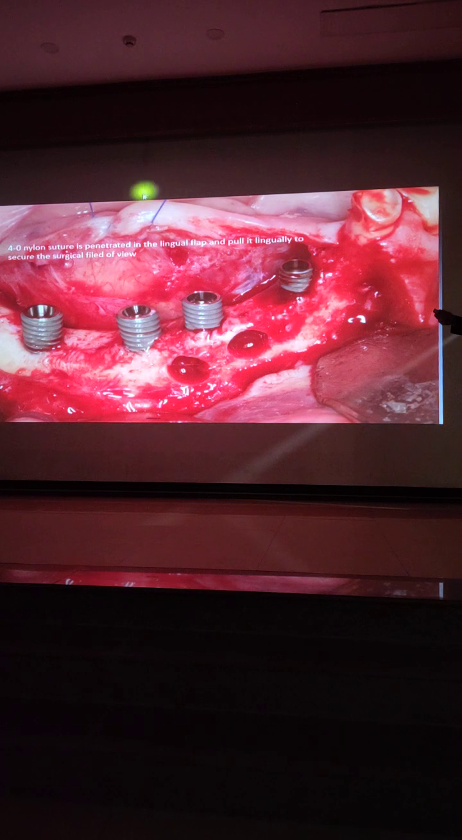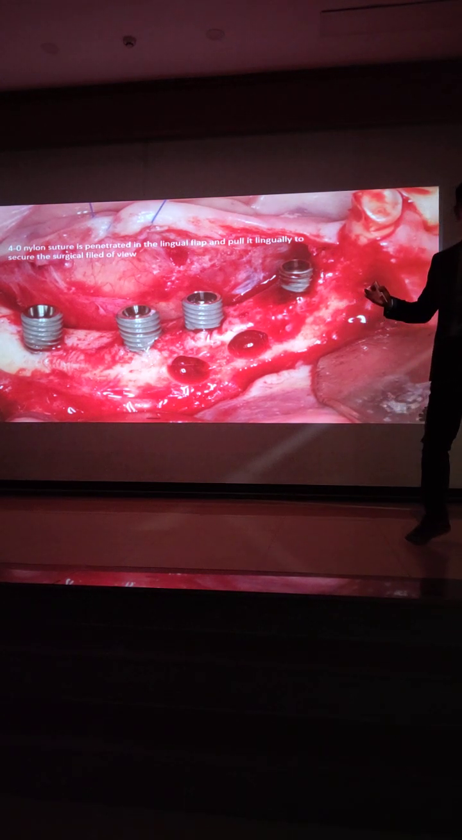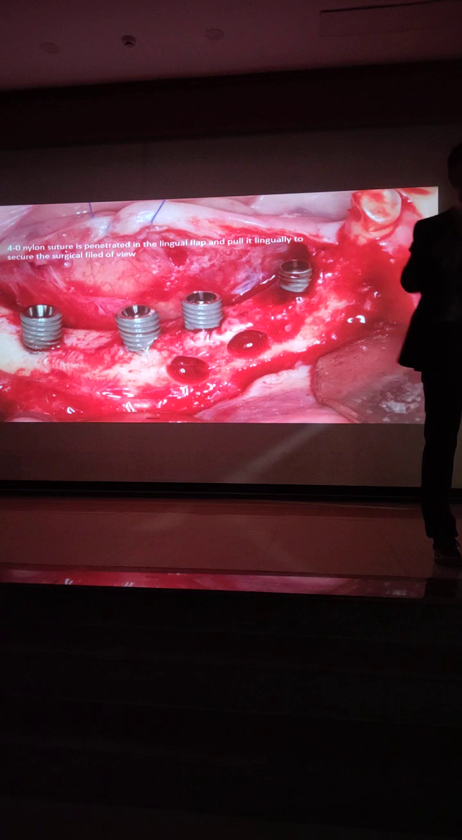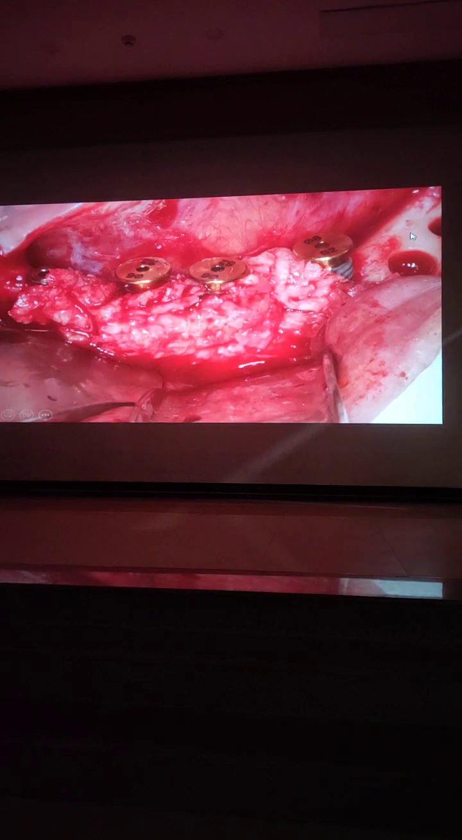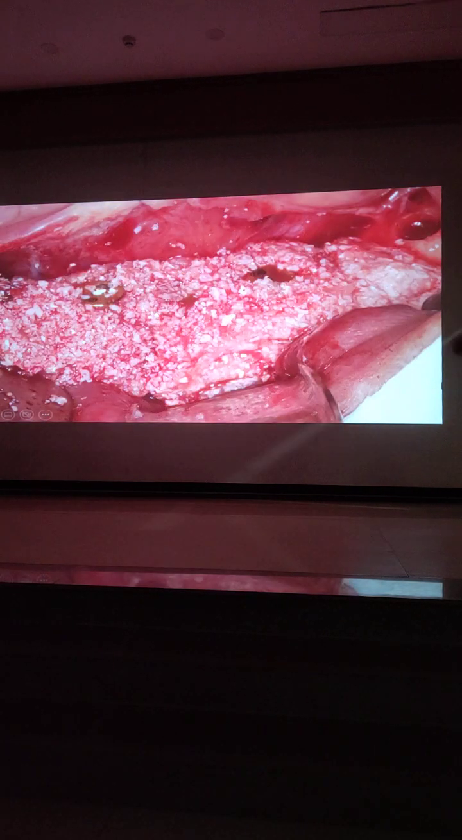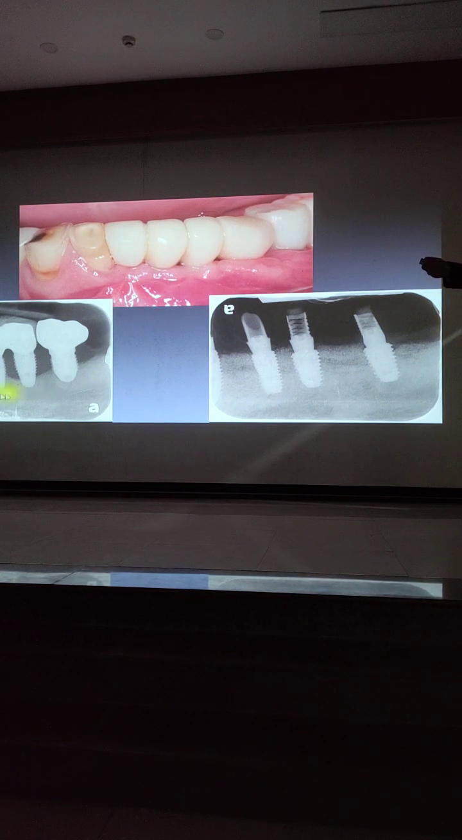After elevating the lingual flap, a nylon suture is penetrated through the lingual flap and pulled lingually to secure the surgical field of view, and then do the implant surgery and augmentation surgery. In this case, after implant placement and bone and membrane were done, this is before, and this is after temporary restoration.